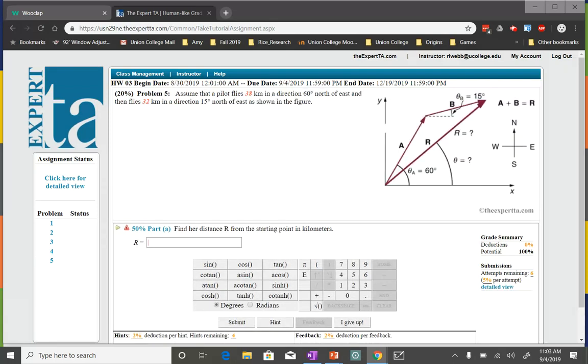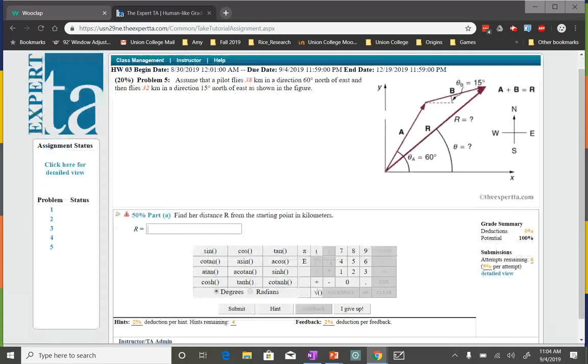Okay, number 5 here. Assume that a pilot flies 38 kilometers in a direction 60 degrees. Now, everybody's going to have those red numbers, you probably recognize already. Everyone has different numbers there. That's so you have to do your calculations. You can't just say, oh, the answer is B, and go with it.